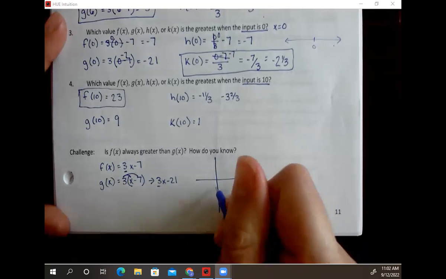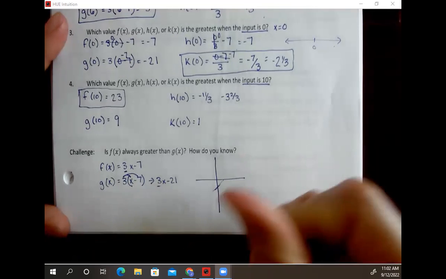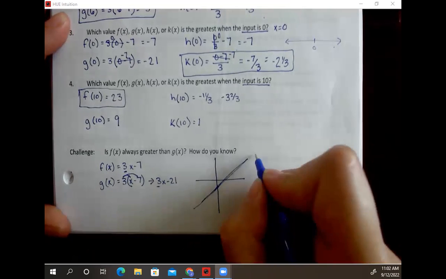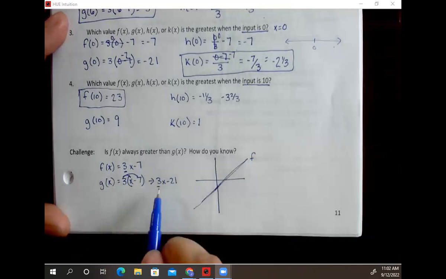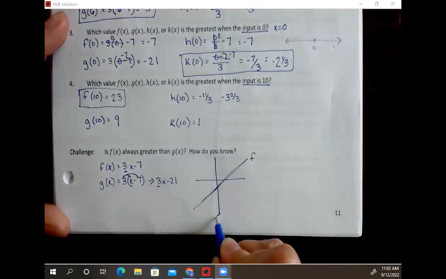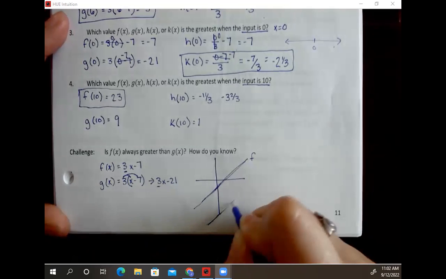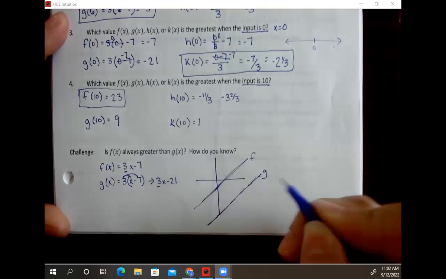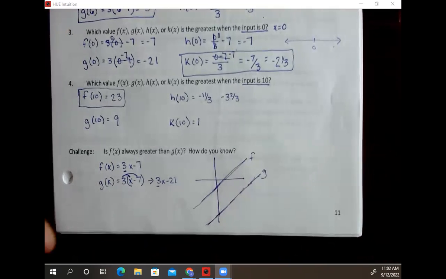Here, our y-intercept would be at negative 7, so let's say that that's here. And my line looks something like this. Now for g of x, our y-intercept is negative 21. That'd be down here somewhere. It has the same slope because it's parallel. Okay, but it's going to be down here because its y-intercept is down here.